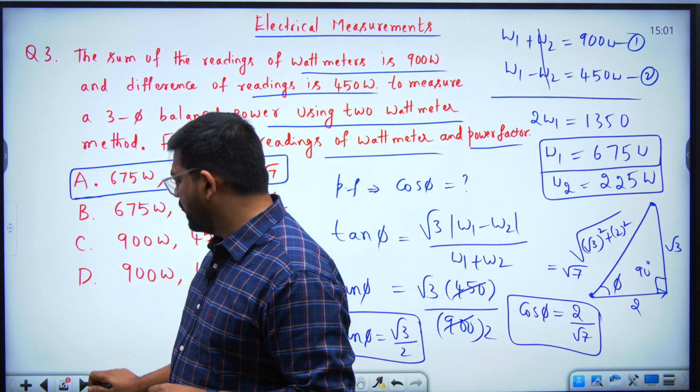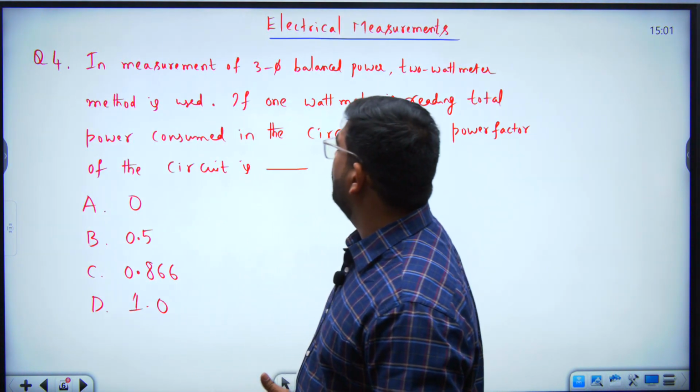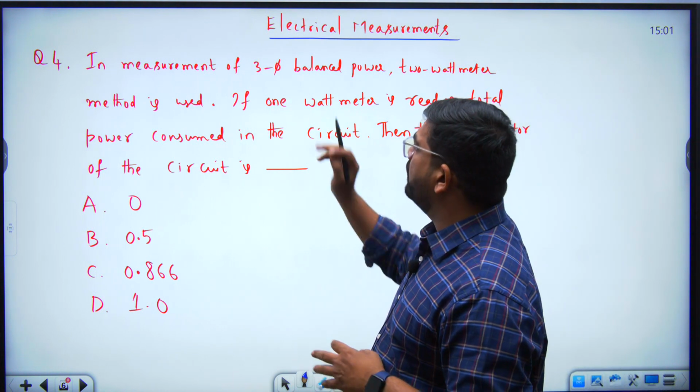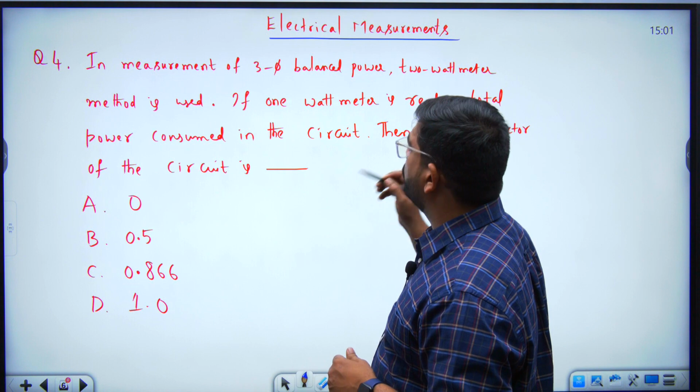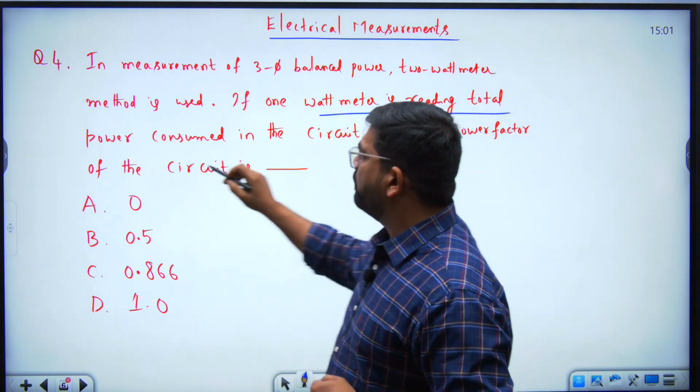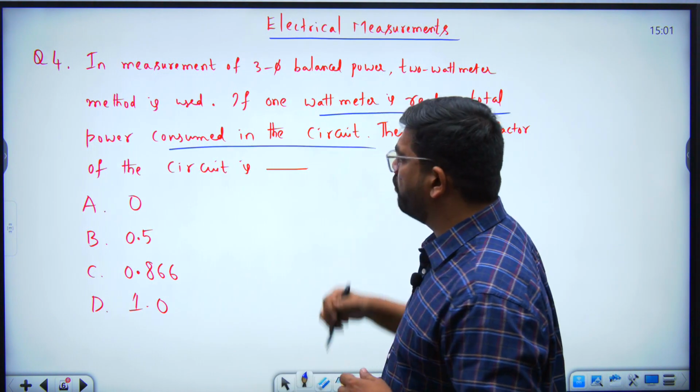Next, move on to the other question here. Again we are taking one more question from the 2 wattmeter method. In measurement of 3-phase balanced power, the 2 wattmeter method is used. If one wattmeter is reading the total power consumed in the circuit, then what is the power factor of the circuit?